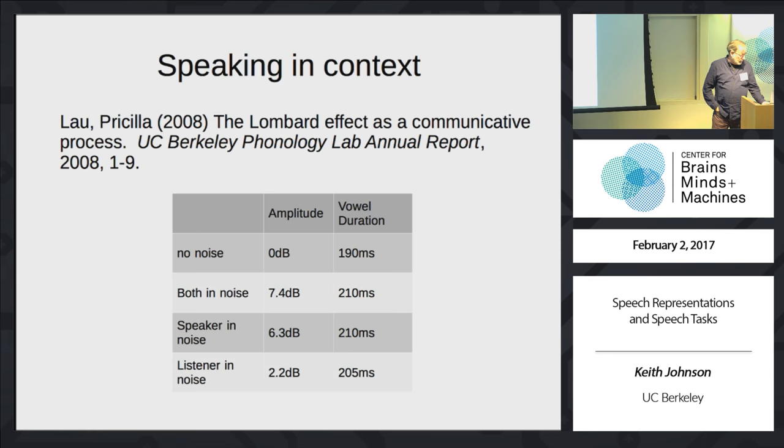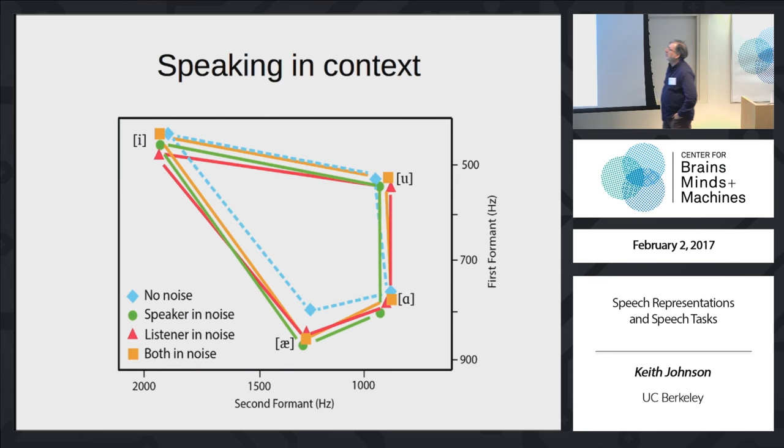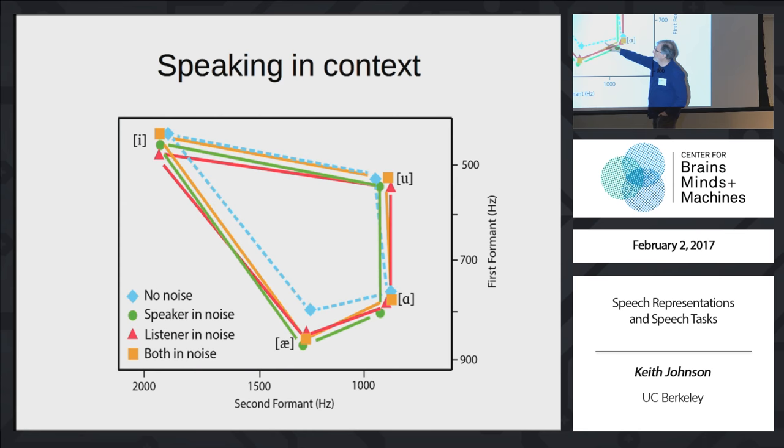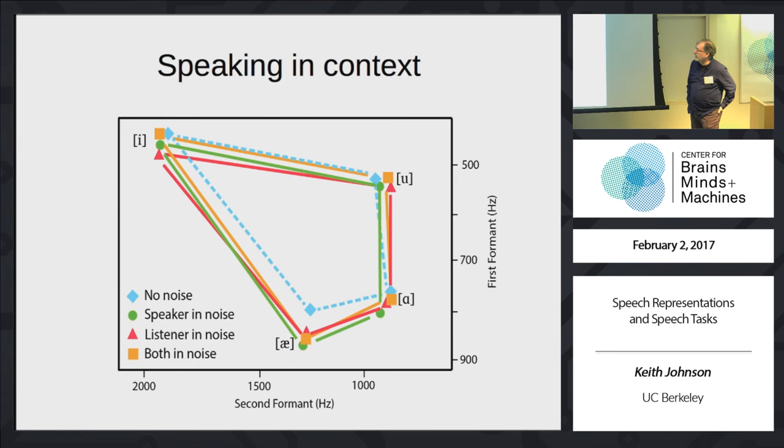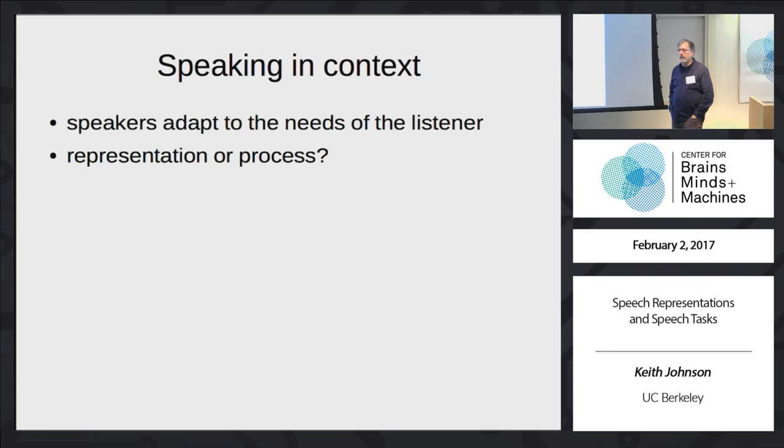When you look at the vowel space, you're just taking the plot of the corner vowels. We've got the no noise condition in blue, and no vowels in particular. That's different from the other conditions, and the other conditions weren't different from each other. And so the size of the vowel space showed this effect of a response to the plight of the listener, even if it's just the listener in noise rather than the speaker being in noise. And so this is an indication that as a speaker, we adapt to the needs of the listener.